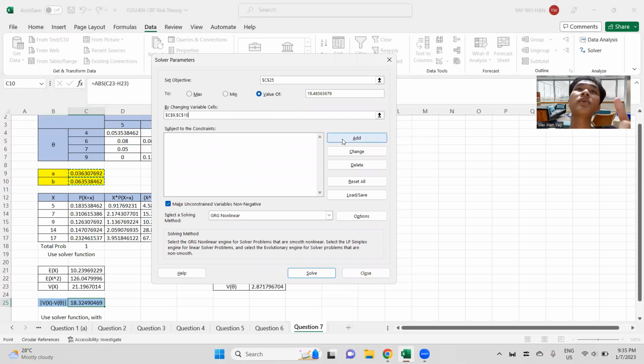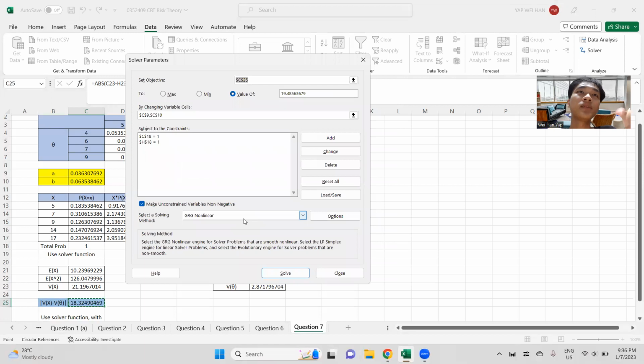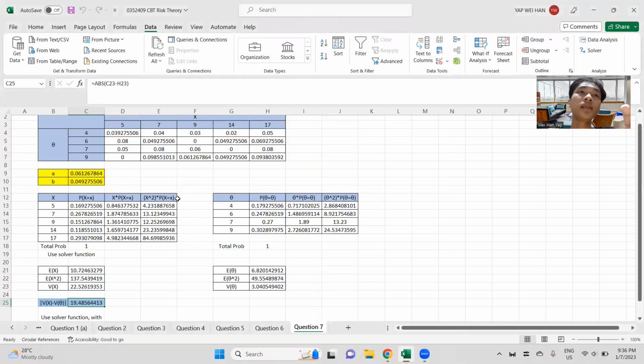Then we have to add our constraint here. We must make sure our total probability is equal to 1. This one is for the x. We can add one more: the total probability of theta is equal to 1 as well. This is very important. When we have our constraints, we try to solve them. Let's see what it can give us.